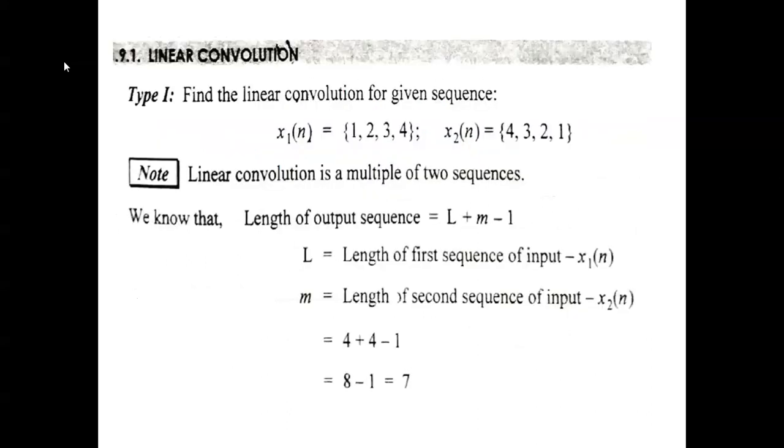For linear convolution, x1 of n is 1 2 3 4 and x2 of n is 4 3 2 1. This is linear convolution, multiplying two sequences. The length of the output sequence is L plus M minus 1, where L is the length of the first sequence and M is the length of the second sequence. If we apply that, the length of x1 of n is 4 and here also 4, so 4 plus 4 minus 1, and we got the value 7.